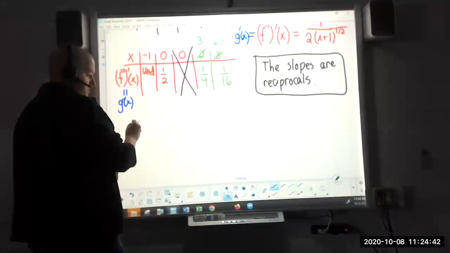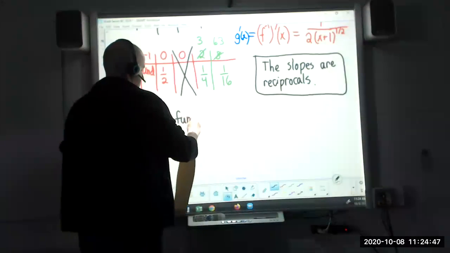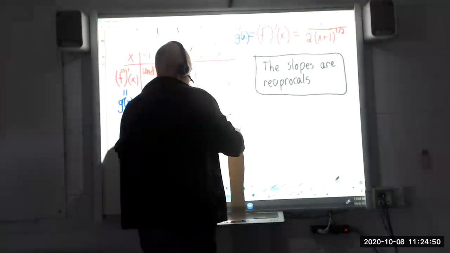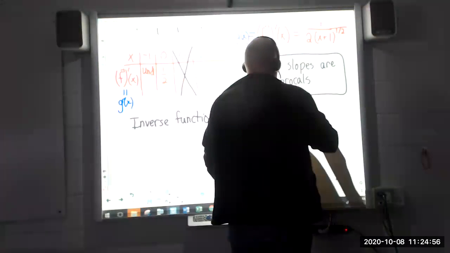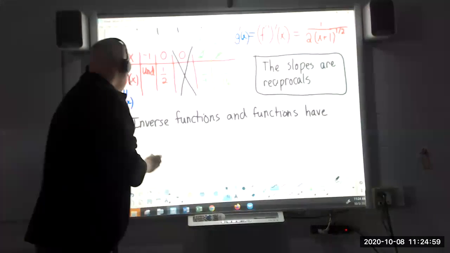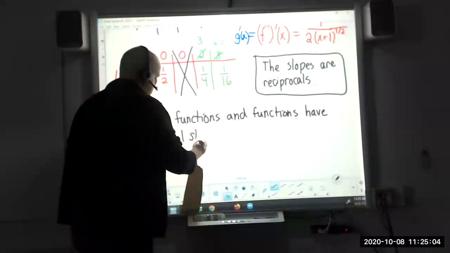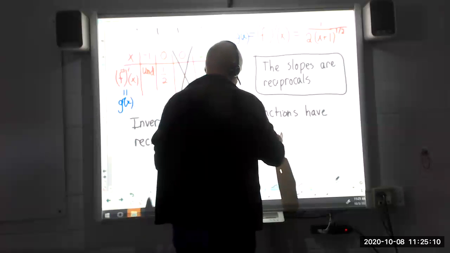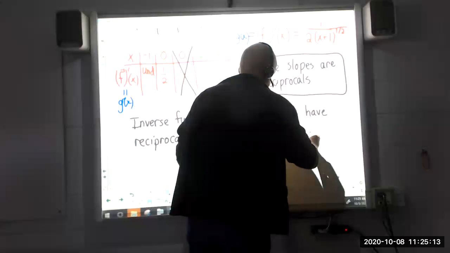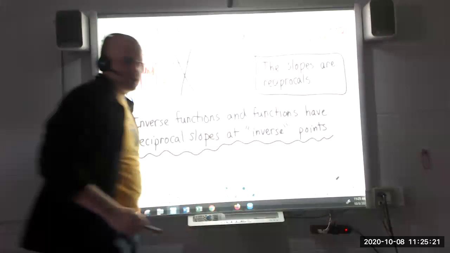So, inverse functions and functions have reciprocal slopes at, I'm going to use the phrase inverse. But what I mean by inverse is when you switch your input and output.